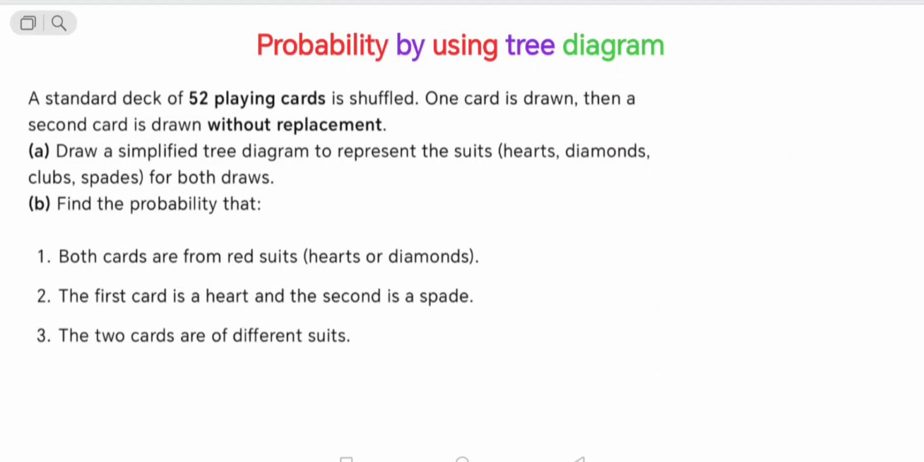Today we are going to learn how to find the probability by using a tree diagram. There are two questions: one question is without replacement and one question is with replacement. First, we will solve the question without replacement.